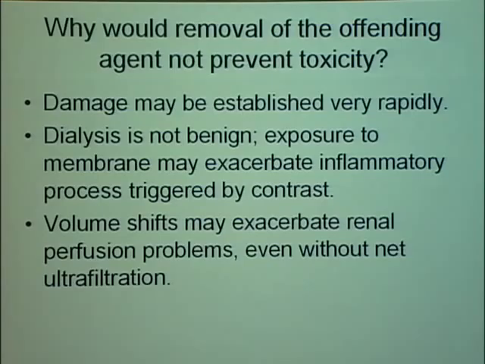Another reason why dialysis might not work is that, of course, dialysis is not a benign procedure. It has its own complications. One of the things that it does is, when the blood is exposed to the membrane, it induces a whole host or cascade of inflammatory mediators. If the inflammatory process in the kidney that's triggered by the contrast is made worse by this stimulation of the immune system by dialysis, that might explain why you can't make it better by dialysis.